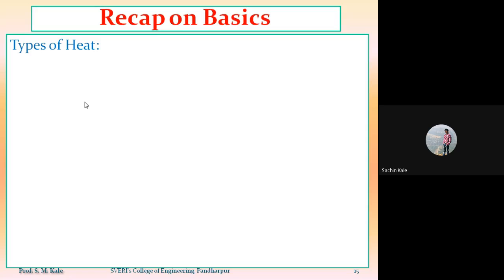In sensible heat, temperature change occurs. In latent heat, phase change occurs. Okay. In sensible heat, temperature change occurs, whereas in the case of latent heat, only phase change occurs. Okay. Any other answer? Sachin Pandit.